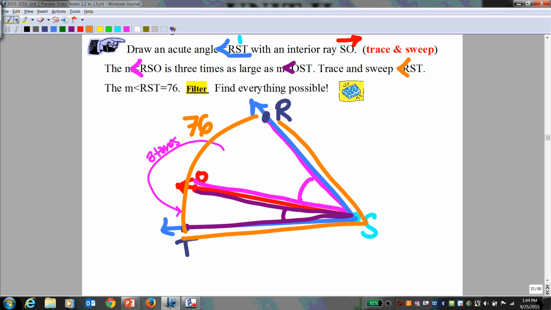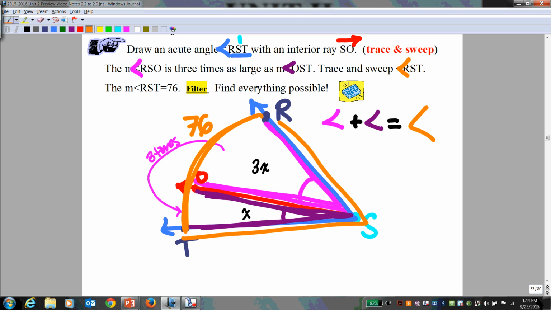Find everything possible. Let's make sure we label here. This bigger angle is 3 times bigger than this, but we don't know it, so that's going to be X. And this is 3X. Now we can do this. We know that, if you do colors here, I'm going to use colors because it's really easy to see this, the measure of the pink angle plus the measure of the purple angle equals the measure of the orange angle. And the orange angle is bigger, so I draw it slightly bigger. Colors really help here.